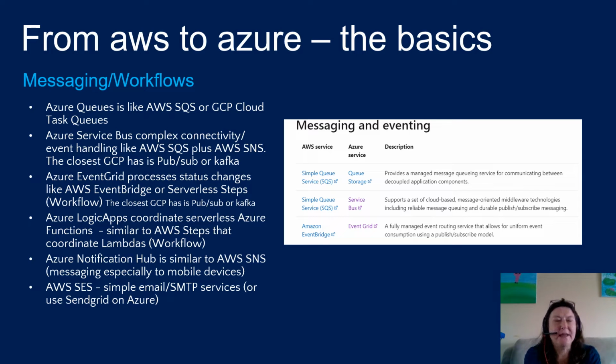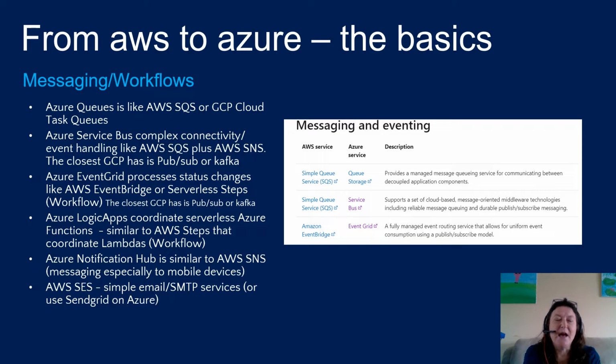So in Azure, they have something called queues, and in AWS, they have something called SQS. And in GCP, they have something called Cloud Task Queues. These three are all very similar in function. Pretty much they're a first in, first out queuing system, which basically means you put in a message and it comes out in the order it was placed in.